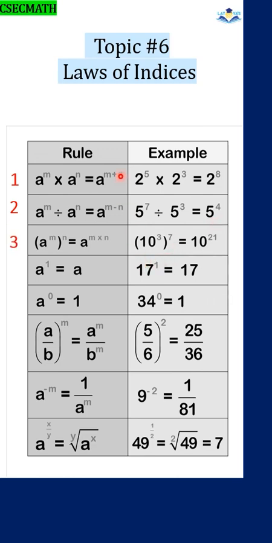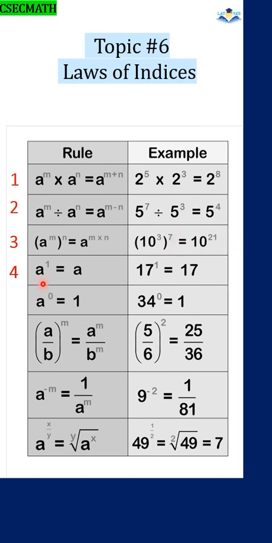Third rule, when there is a power outside the bracket, we multiply the powers. So here we have 10 to the power of 3 in brackets and it's raised to the power of 7. So all we do is multiply 3 and 7 and we'll raise 10 to the power of 21.